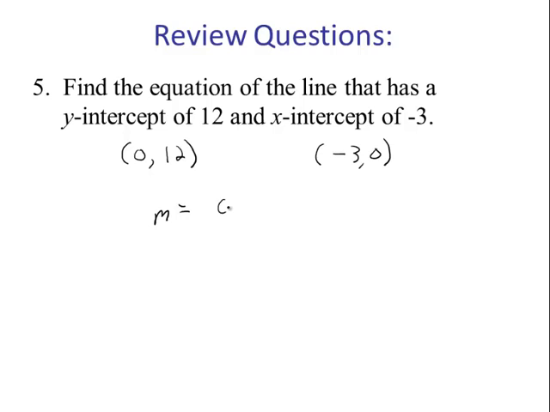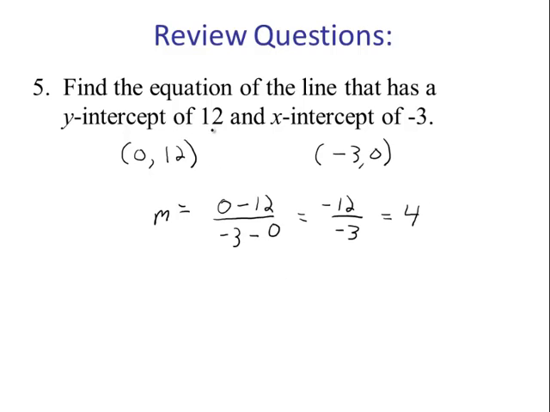So I'm going to take 0 minus 12, difference of the y's, over difference of the x's, -3 minus 0. 0 minus 12 is -12, over -3 minus 0 is -3. Negative divided by negative is positive, and 12 divided by 3 is 4. 4 over 1 is just 4.